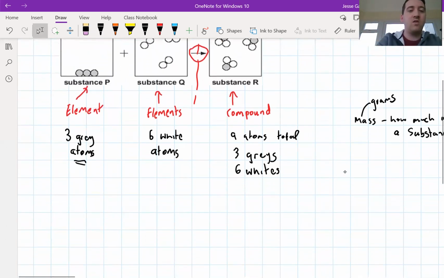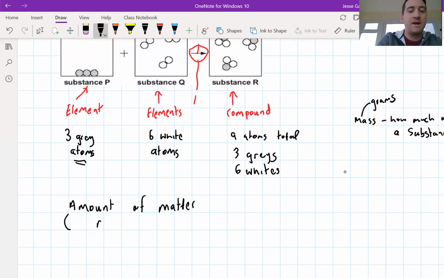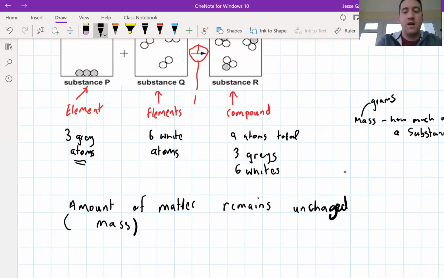Okay? And we say the amount of matter. Another way of saying the amount of matter, remember, or the amount of atoms, is the mass. And it remains unchanged. And another way of saying unchanged, scientists like to use this word conserved.